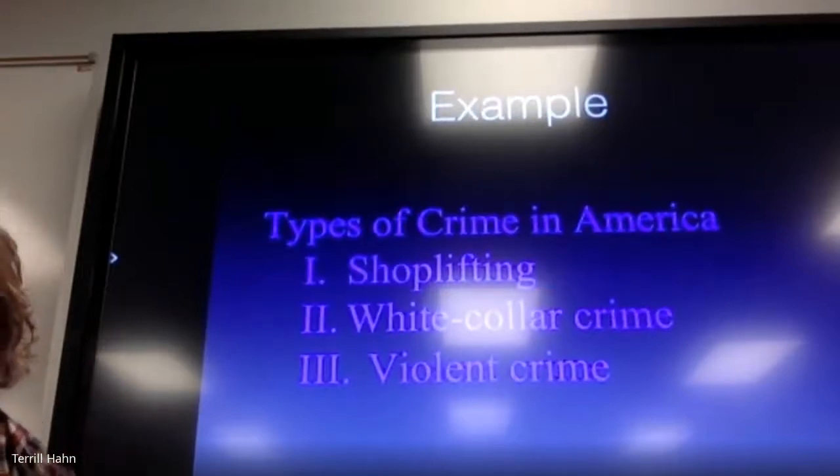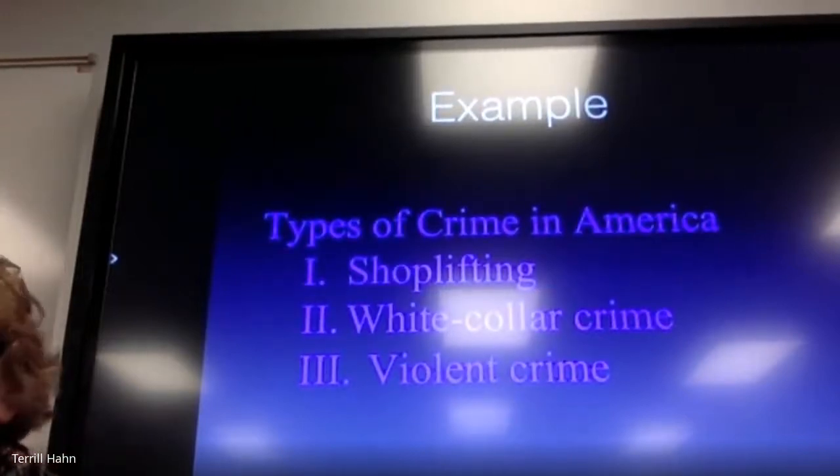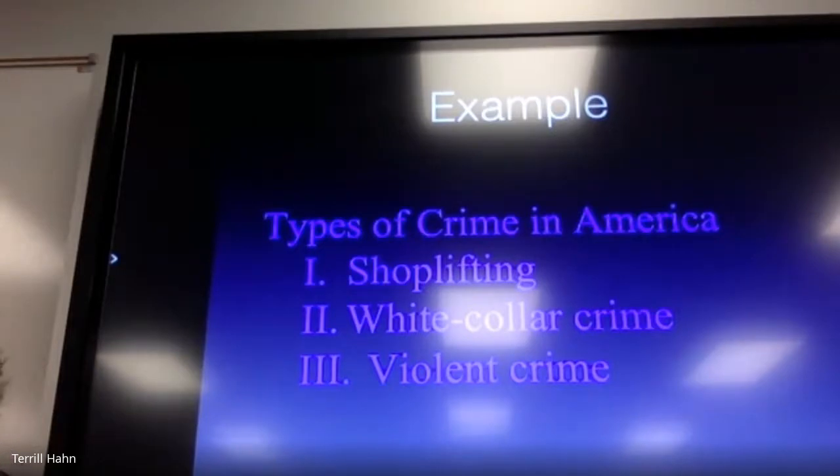Here's an example of a climactic pattern. Types of crime in America. We start with shoplifting, that's the first main point. Then we go to white collar crime, that's the second main point. And then we go to violent crime, the third main point.